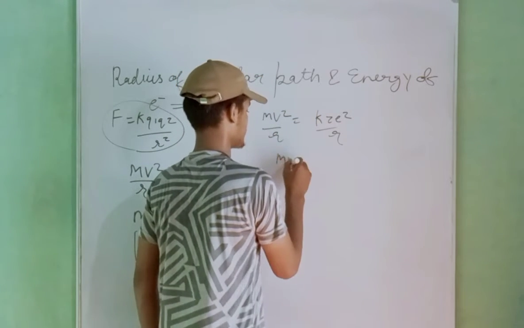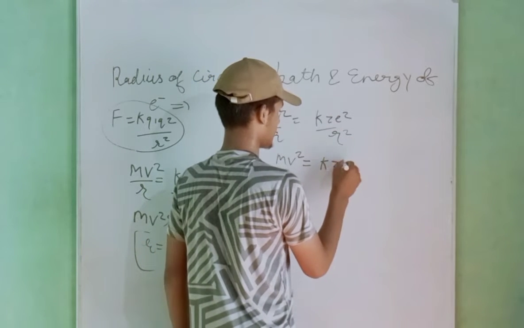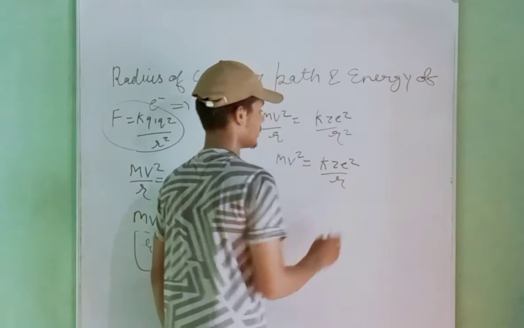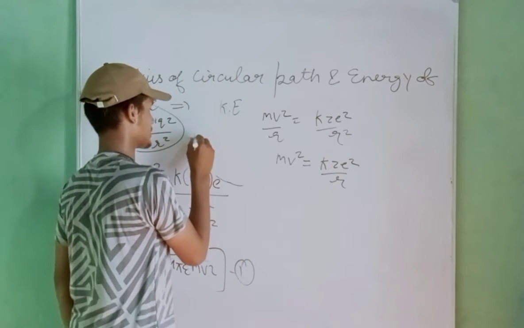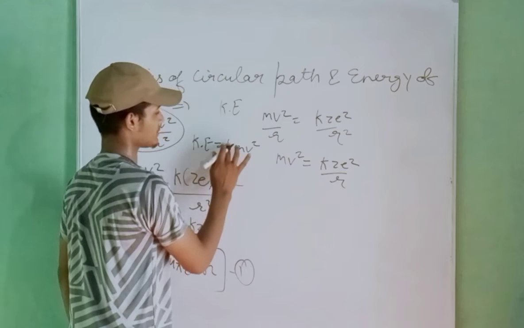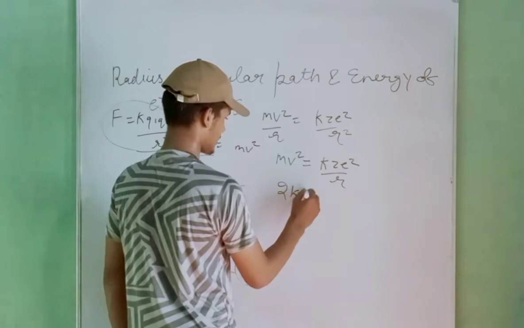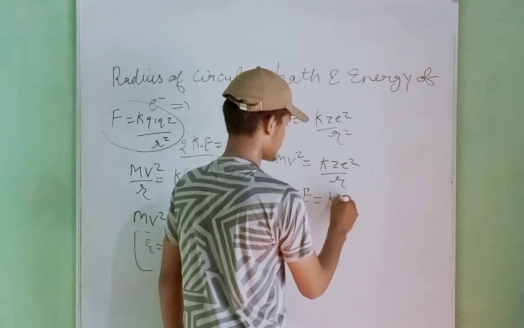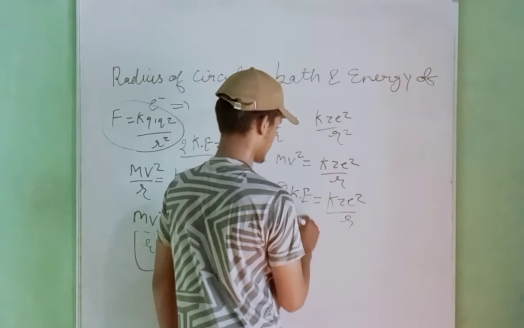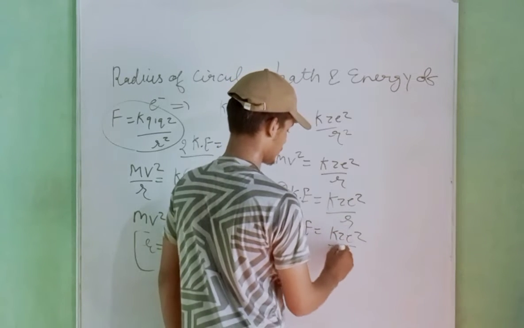So mv square is equal to kZe square upon r. We know that the formula for kinetic energy is half mv square. So the value of mv square is given from here, then KE is kZe square upon 2r.